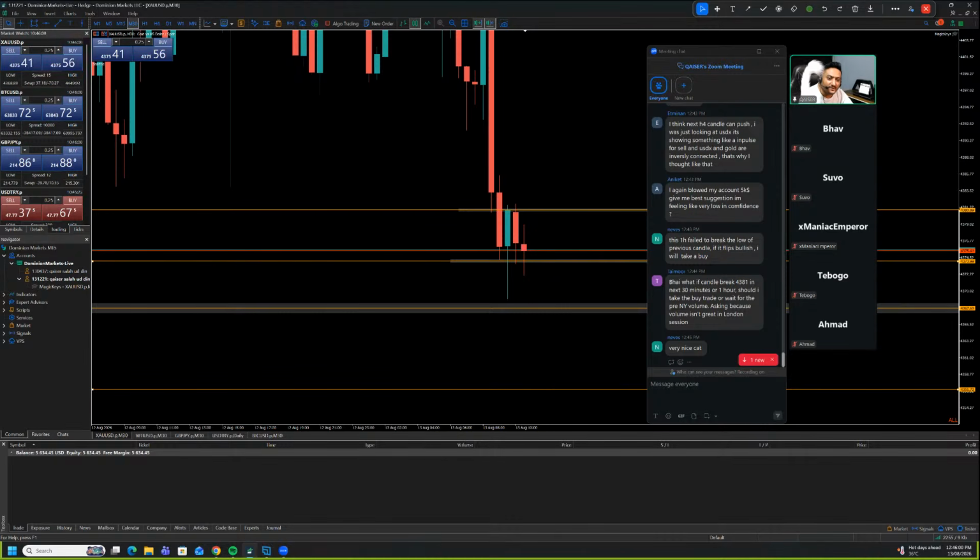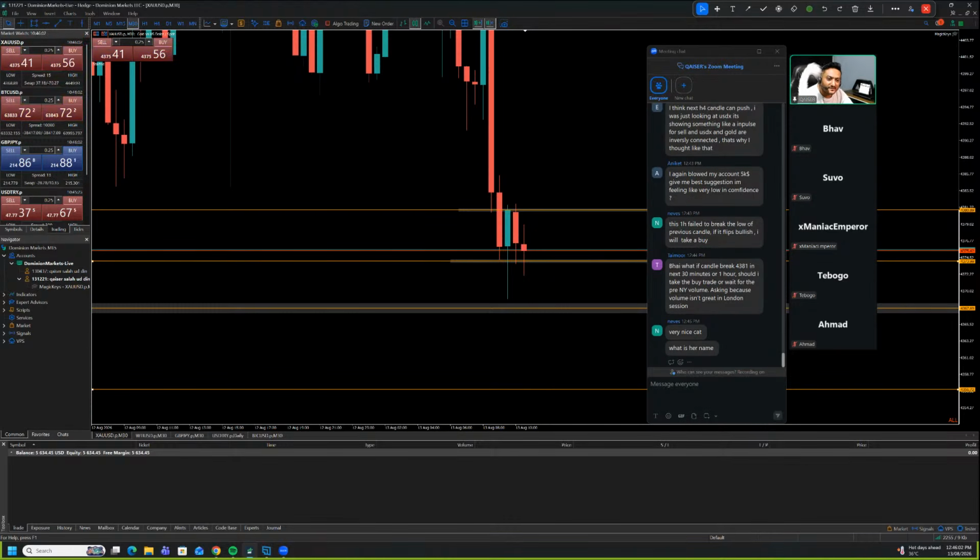This 1 hour failed to break the low of the previous candle. If it flips bullish, I will take a buy. Yeah, if this candle manages to break and close above this high, that could be a flipping of the 1 hour time frame, so it makes sense. What if the candle breaks 43.81 in the next 30 minutes or 1 hour? Should I take a buy trade or wait for the pre-NY volume? Asking because volume isn't great in London.